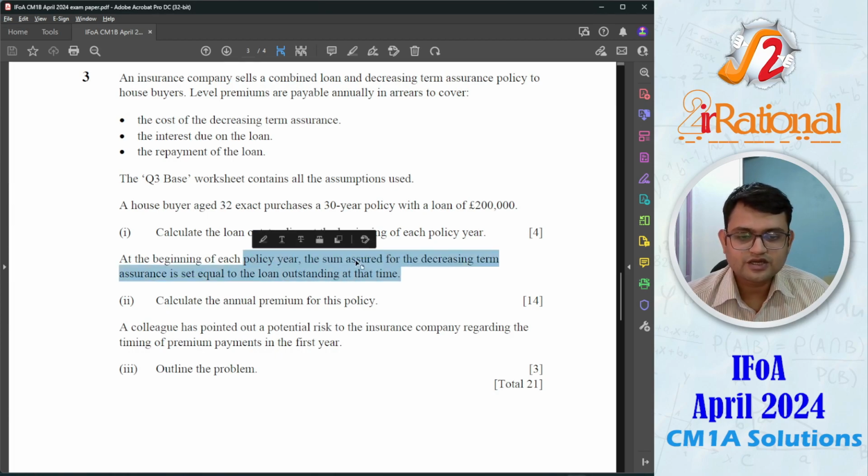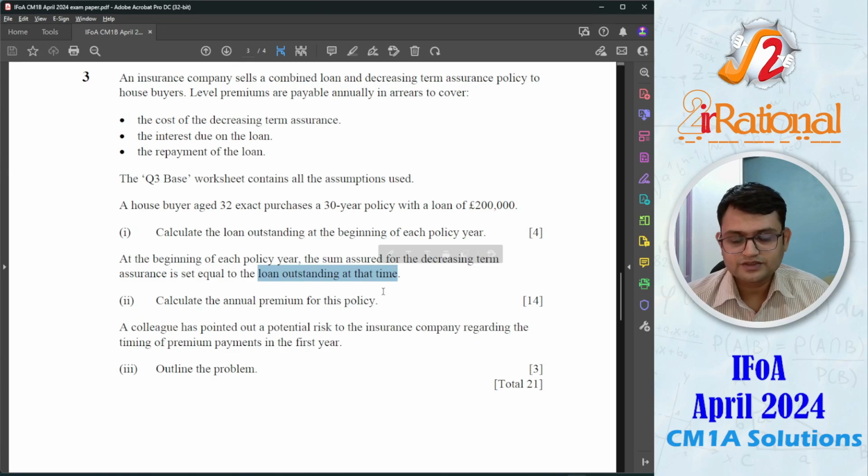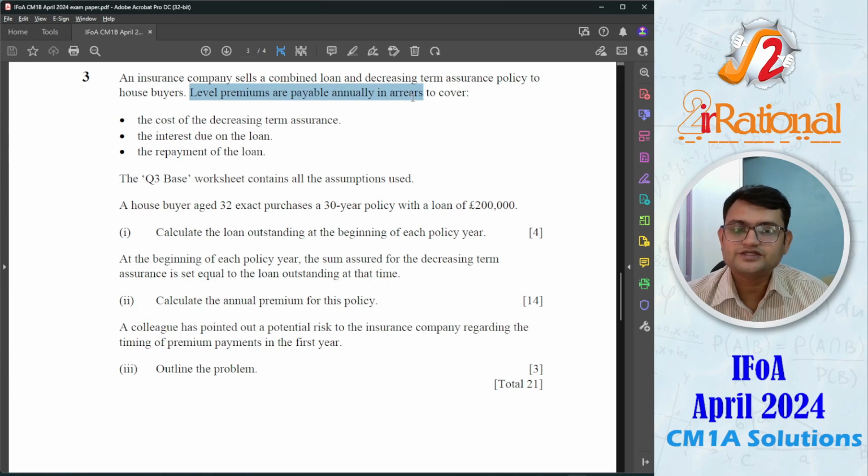So clearly, the sum assured of that decreasing term assurance is the loan outstanding at the beginning of the year. Calculate the annual premium for this policy. Now, to calculate the annual premium, one thing is very important. Level premiums are payable annually in arrears. We usually have premium payable annually in advance, but here it is in arrears. We have to make sure we take that into account.